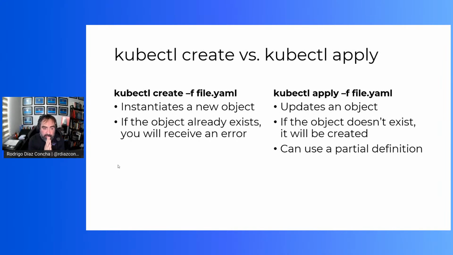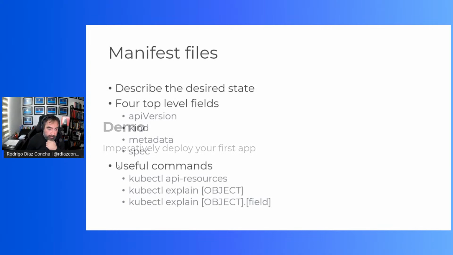I mentioned the difference between kubectl create and kubectl apply. The difference is that with kubectl apply, if the object doesn't exist, it will be created. And with kubectl create, if the object doesn't exist, it is going to return an error. That's the difference, okay?